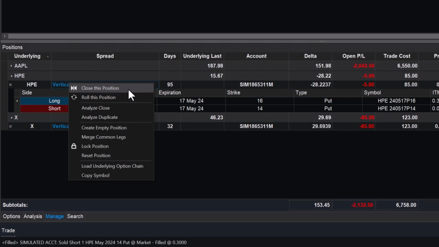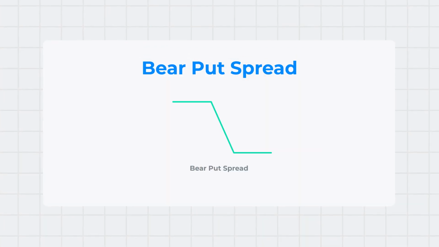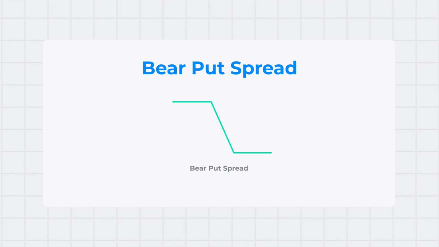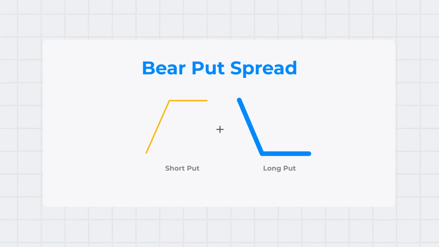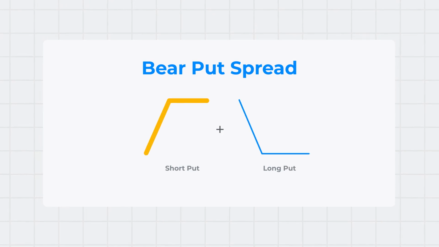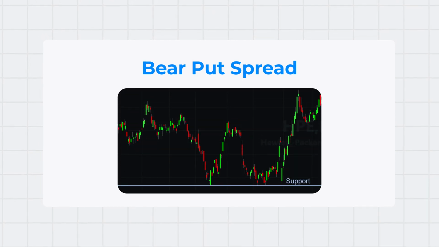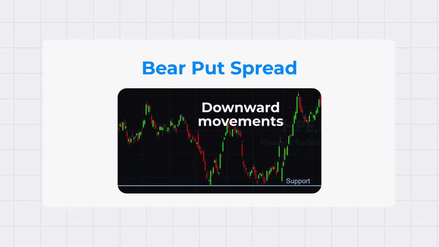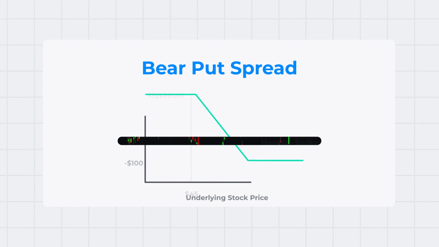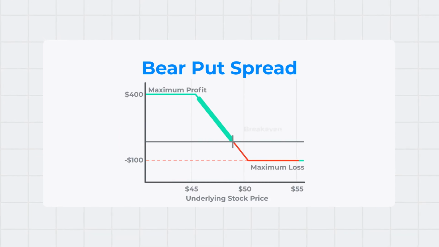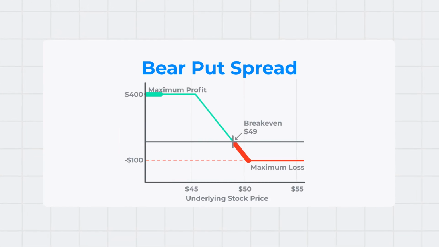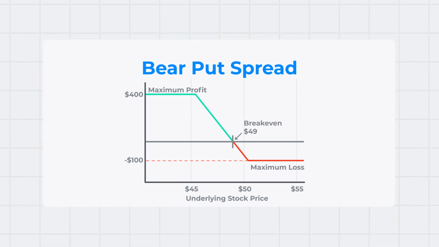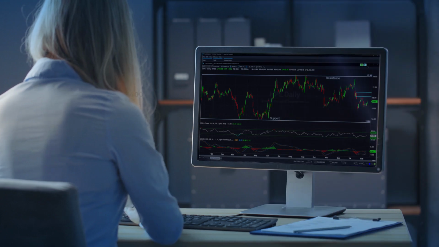The bear put spread is a multi leg strategy that attempts to capitalize on declining stock prices while managing risk. It involves buying a put option and simultaneously selling a lower strike put. The strategy thrives in environments with increased volatility and downward movements in the underlying stock price. While putting a cap on potential rewards, the bear put spread also limits potential losses. Successful implementation requires careful strike selection and diligent trade monitoring.